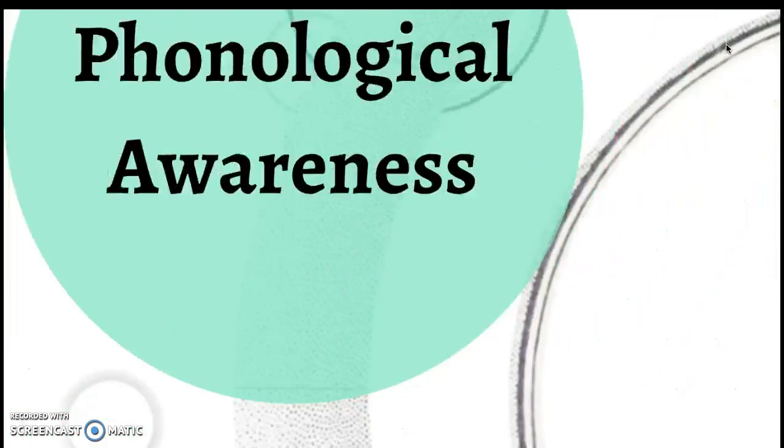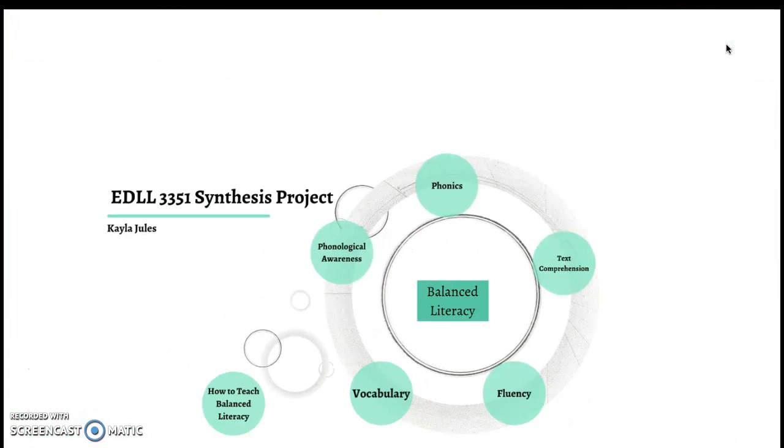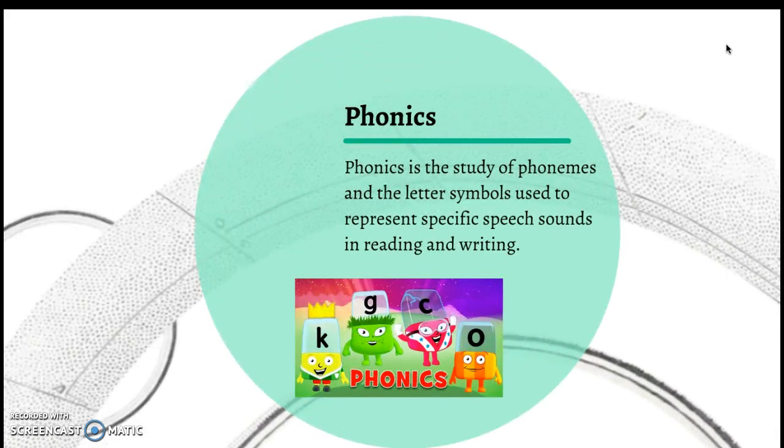Here they are. The second of the big 5 is phonics, which is the study of phonemes and the letter symbols used to represent specific speech sounds in reading and writing. So when you add letters to sounds, it then becomes a phonics skill. Digraphs, diphthongs, consonant blends, syllables, and more all fall under phonics. Phonological awareness and phonics both fall under decoding or word recognition.